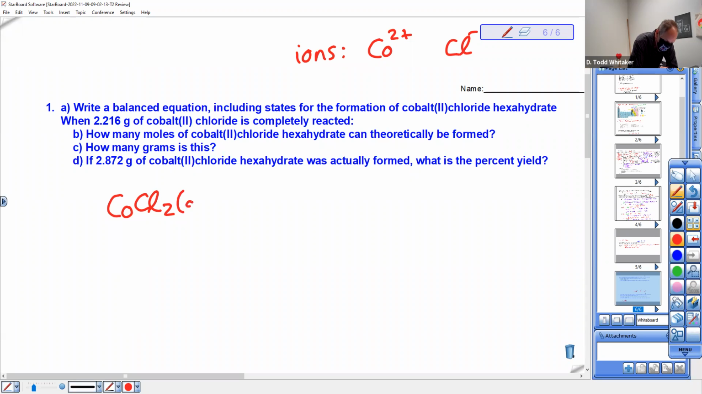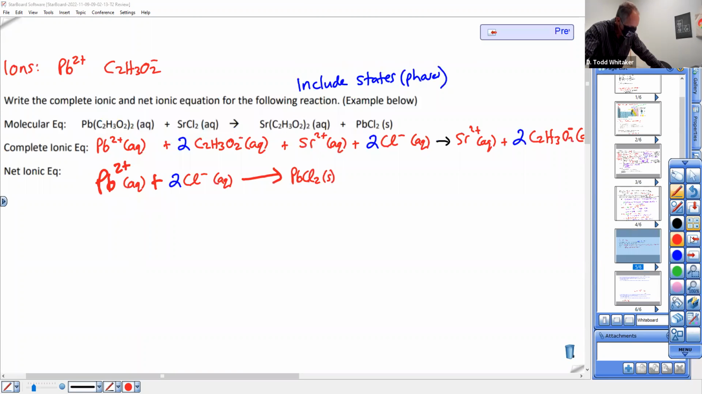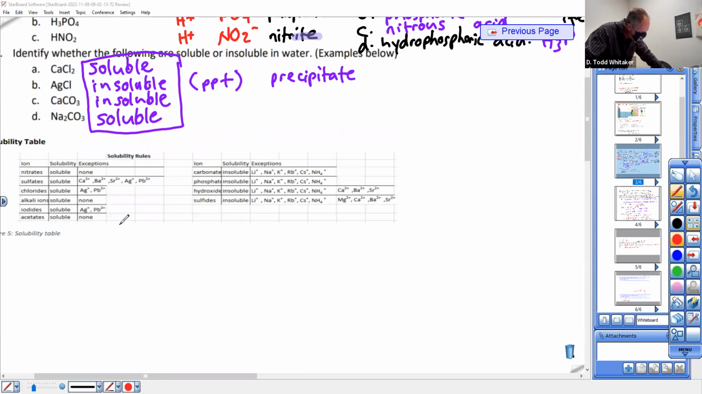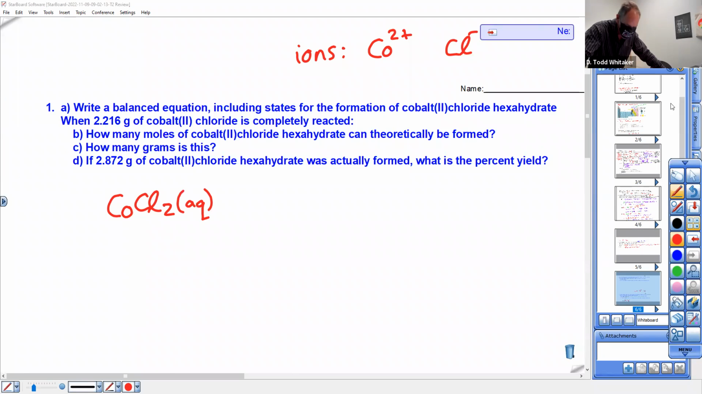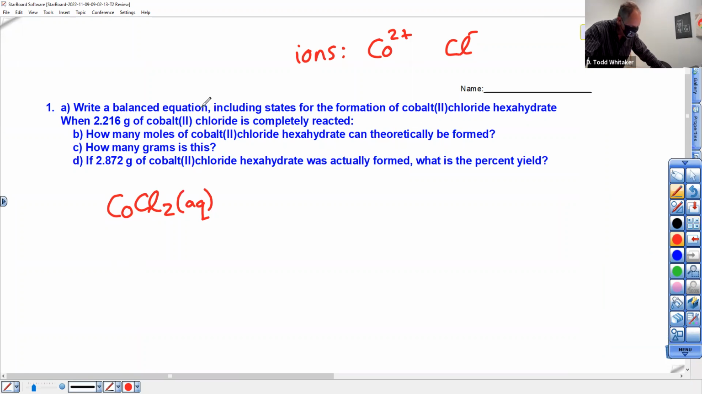Chlorides are all soluble. They are, except a certain number of them. Let's verify that. When did we last look at solubilities? Chlorides, soluble. Cobalt's not on the list, so soluble. Include states. Including states, yeah, and it becomes CoCl2. Not aqueous anymore. No.